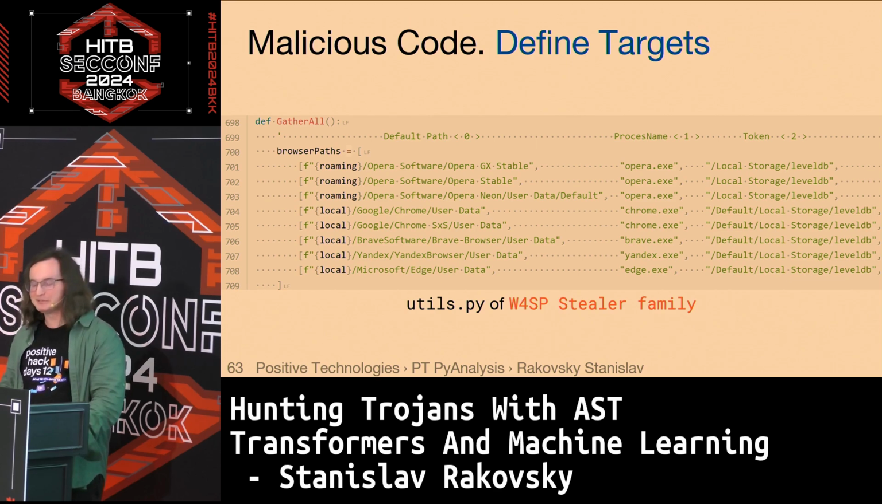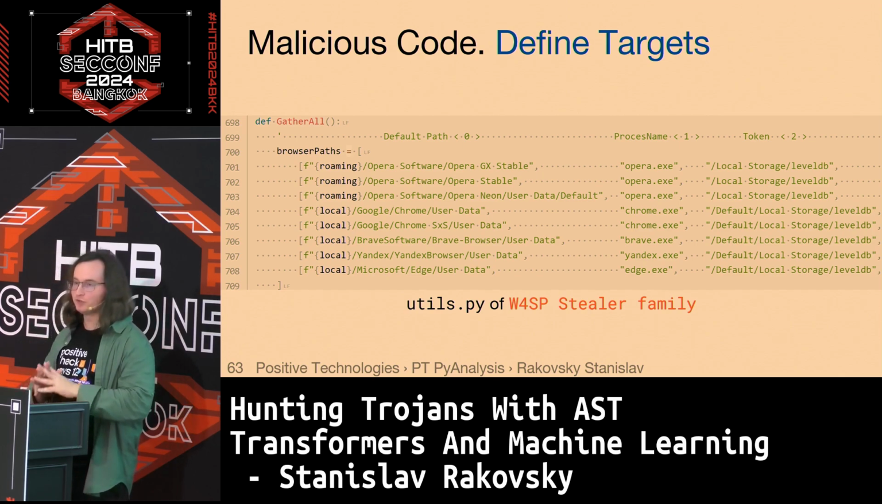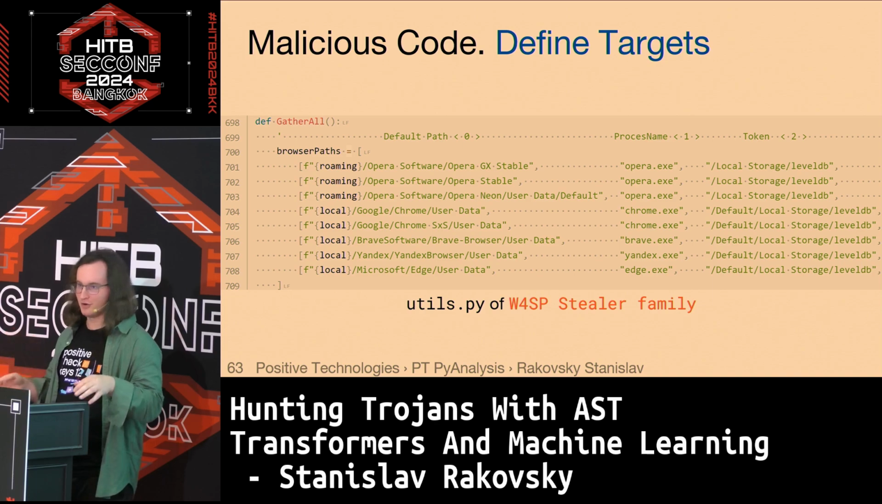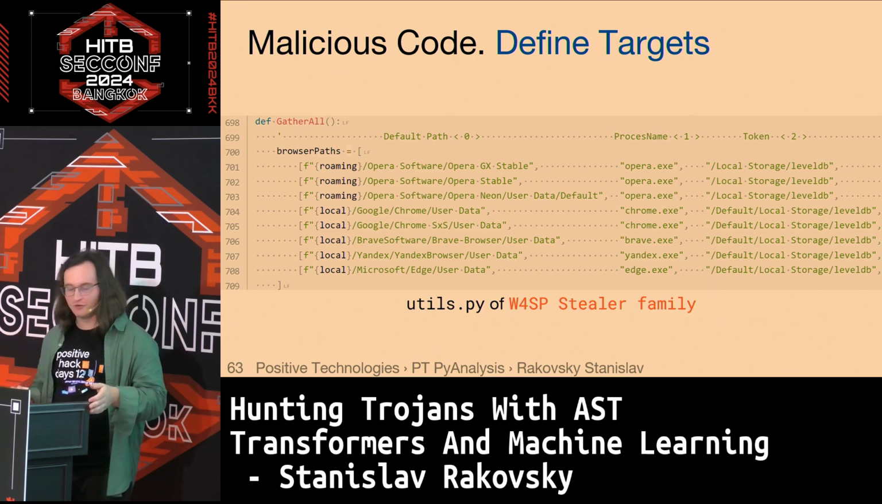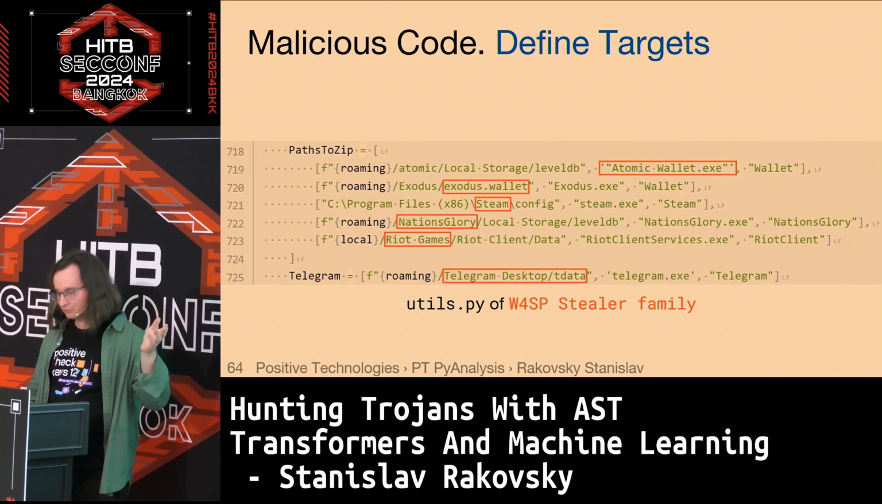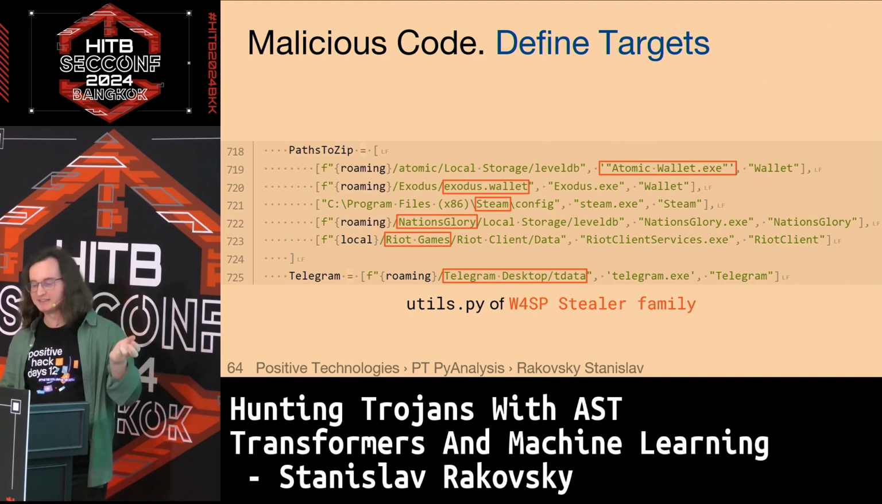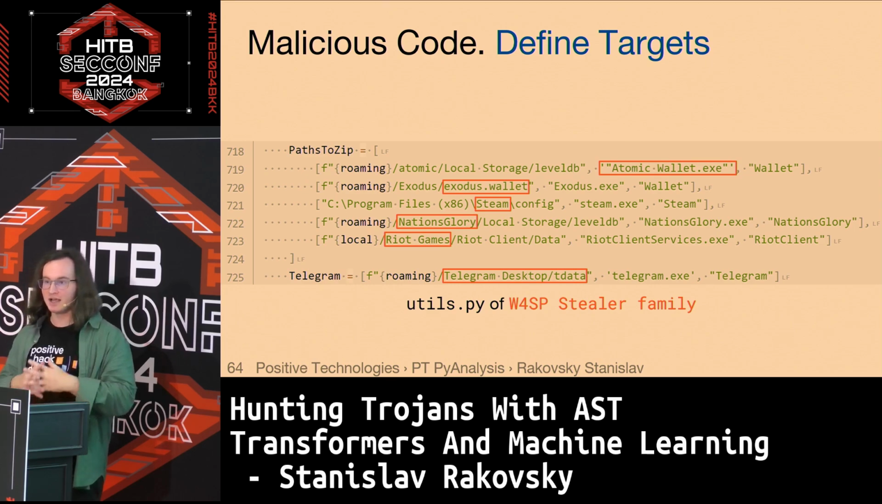We saw WASP stealer. It's a complex stealer and has a lot of stuff to do on your computer. We have a much more powerful definition of browsers. We can see some extra targets like your cryptocurrency wallets, like Atomic Wallet, Exodus. You can see game platform accounts like Steam, Nation's Glory, Riot Games. We can see also Telegram.